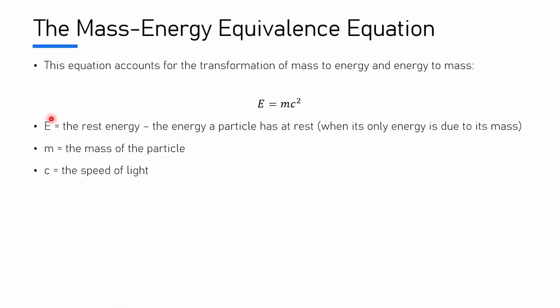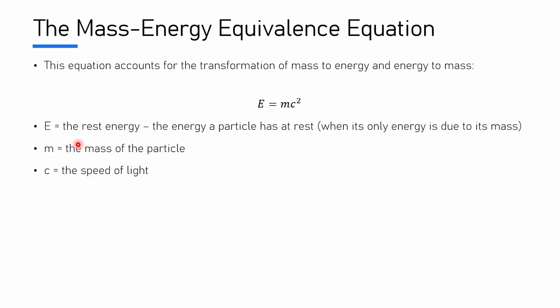E is referred to as the rest energy. This is the energy that the particle has when it is at rest. So this is not the kinetic energy that the particle has. It's got nothing to do with temperature. It's essentially all of the energy that is stored inside the particle due to it having mass in the first place. If that mass was to convert into energy, how much energy would be released?